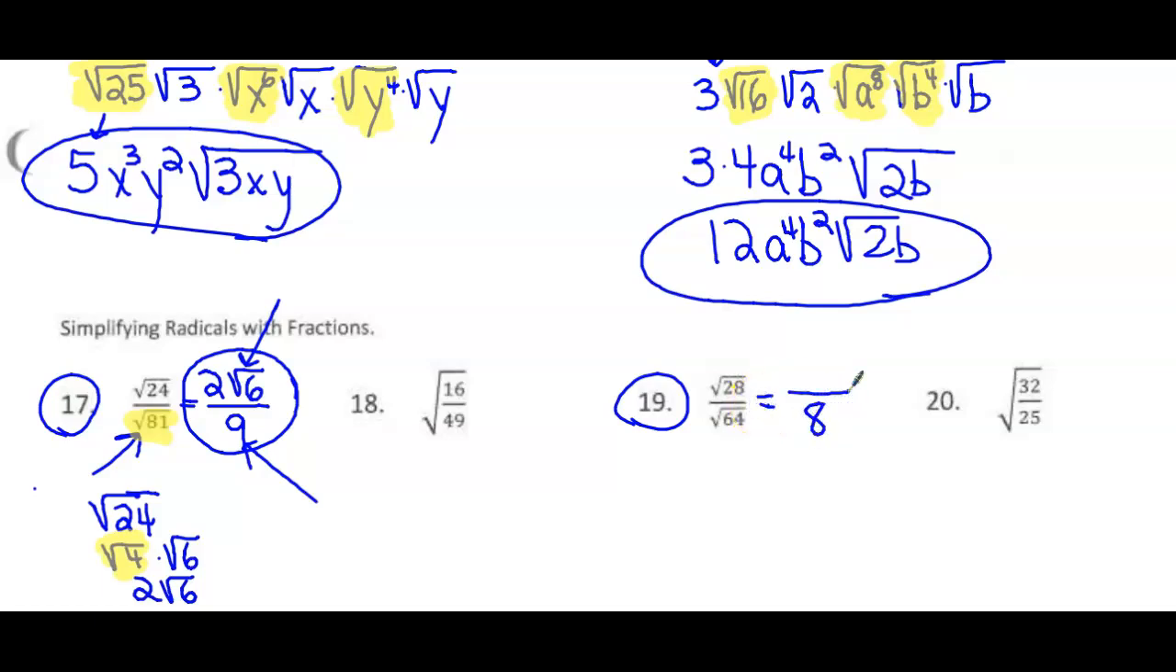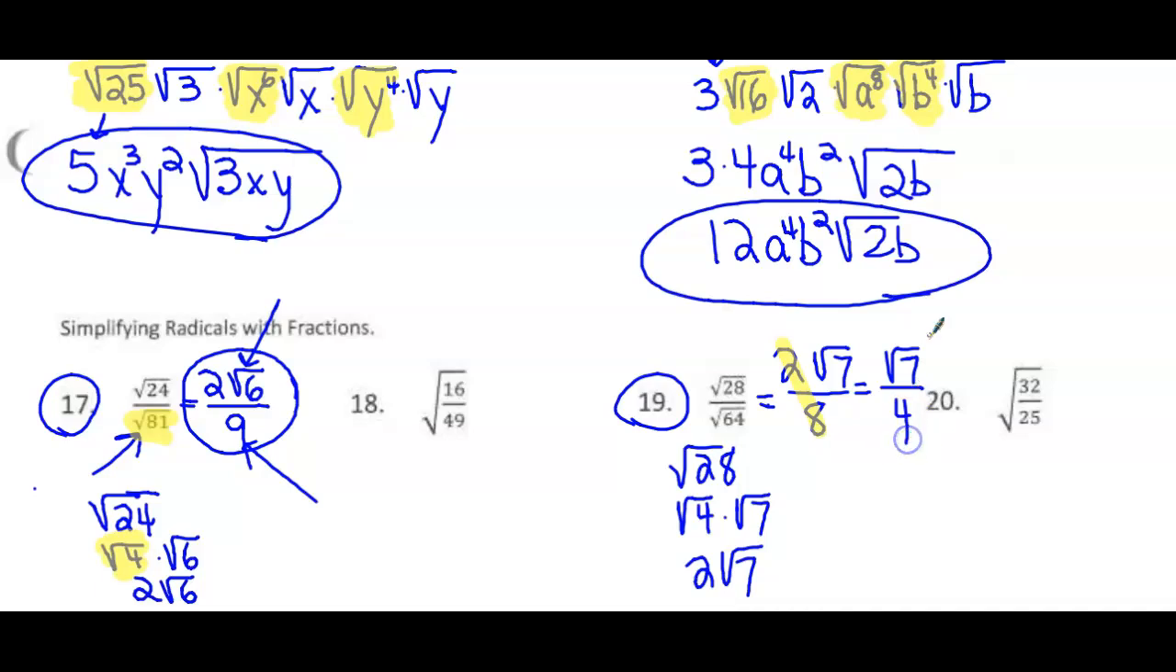I'm going to change that. I'm going to break down the square root of 28. I'm running out of time, so I'm going to go fast. That's the square root of 4 times the square root of 7. The square root of 4 turns into a 2. So when I put 2 times the square root of 7 up here, I can simplify this one because 2 and 8, they can simplify. And if you can simplify those, you must. So this answer is the square root of 7 over 4. And the reason it's that is 2 over 8 simplifies to 1/4.